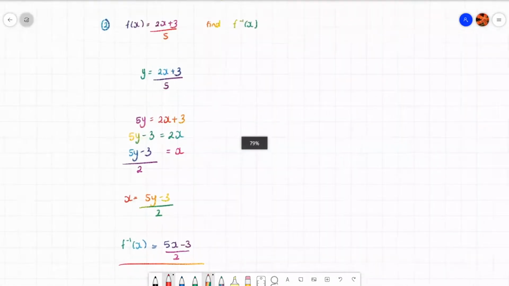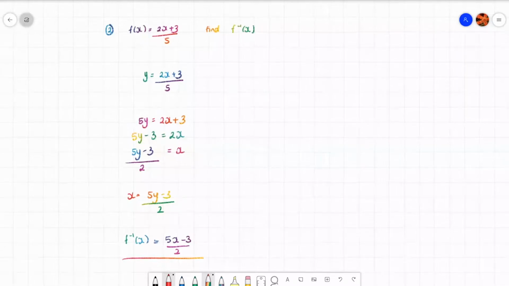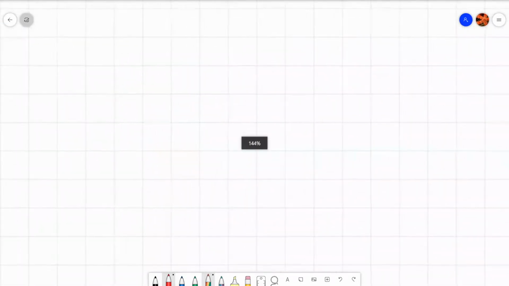And you can see you're doing the opposite. That was my equation to start off with. Rather than dividing by 5, I'm timesing by 5. Rather than adding 3, I'm subtracting 3. Rather than timesing by 2, I'm dividing by 2. Okay. Right, another example. Let's move on this way this time.